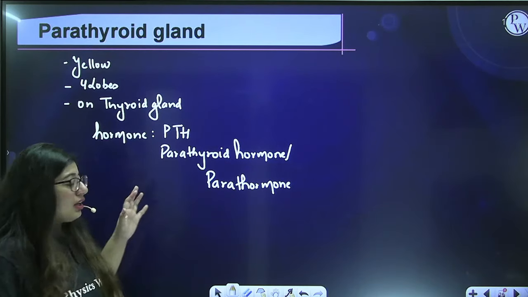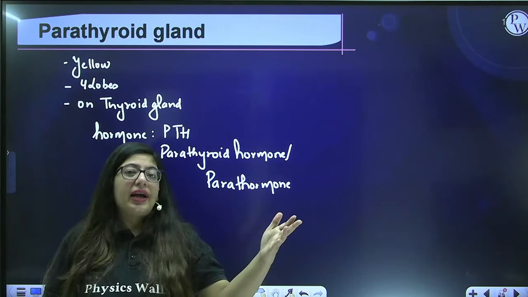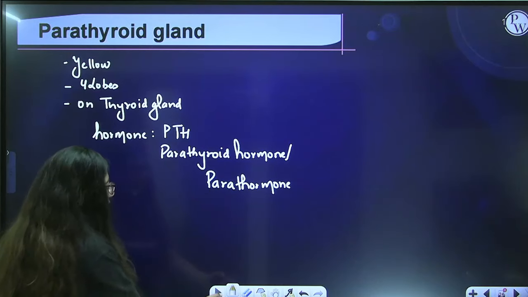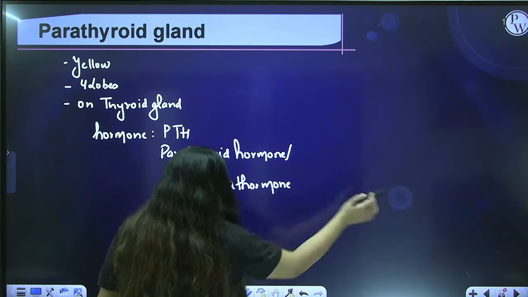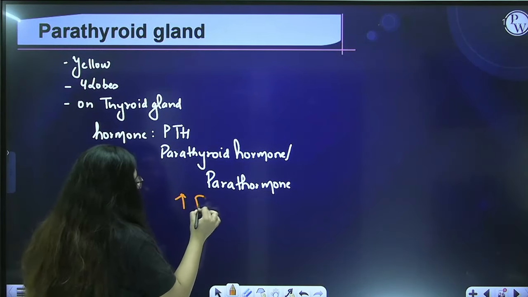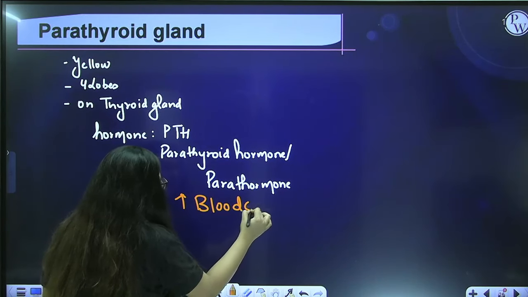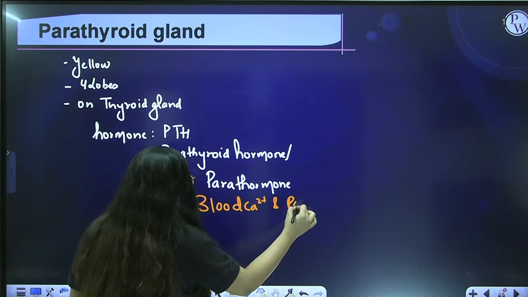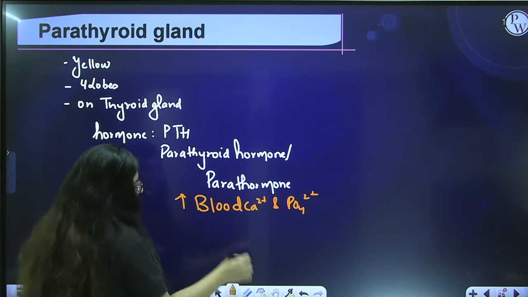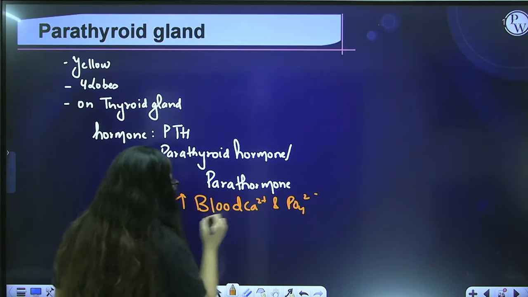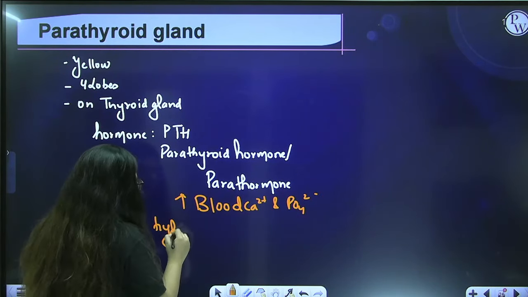All right. So it works opposite to calcitonin. Calcitonin, if you remember, was decreasing the blood calcium. This one increases the blood calcium and phosphate. So that's why this is known as a hypercalcemic hormone.